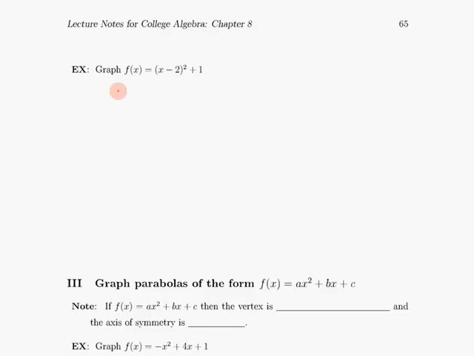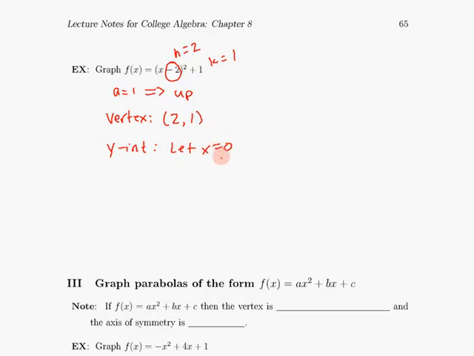Again, A is 1, so that's going to be an up parabola. The vertex is going to be 2, 1, right? K is equal to +1. What about the y-intercept? Let x equal 0. That gives us that f of 0 is 0 minus 2 squared plus 1, or -2 squared plus 1, which is 4 plus 1, which is 5. That's where it crosses the y-axis.